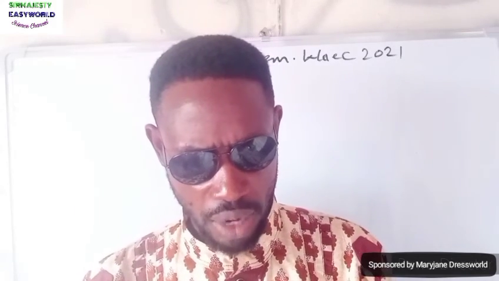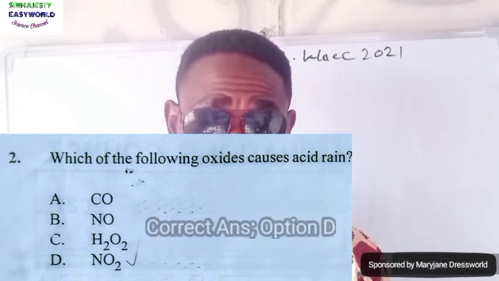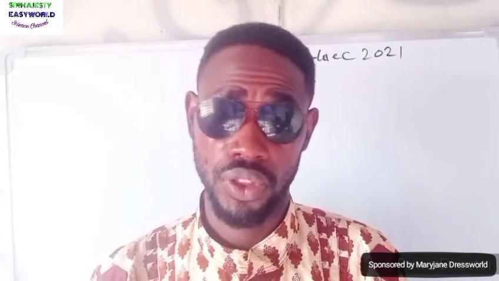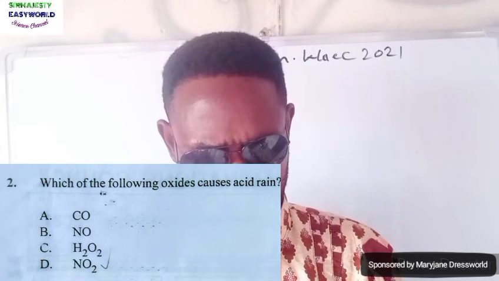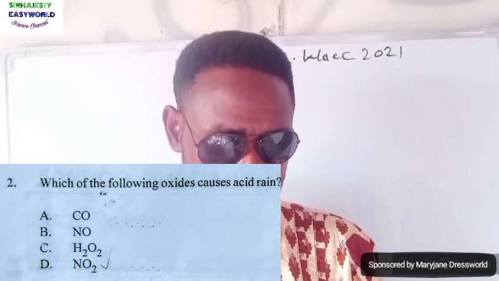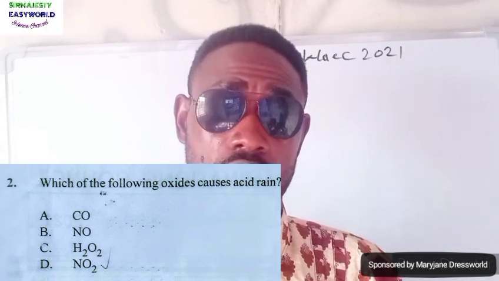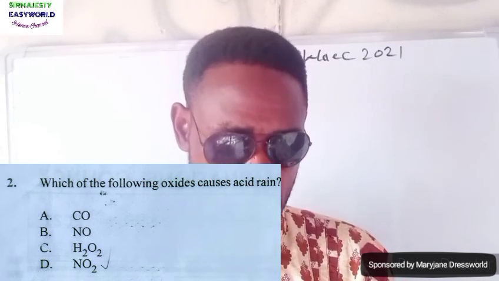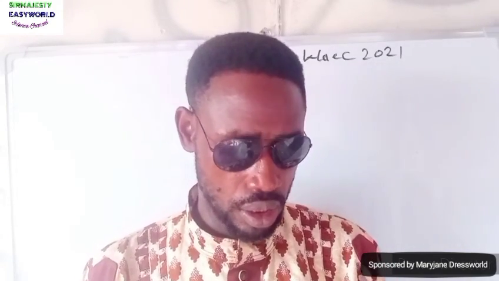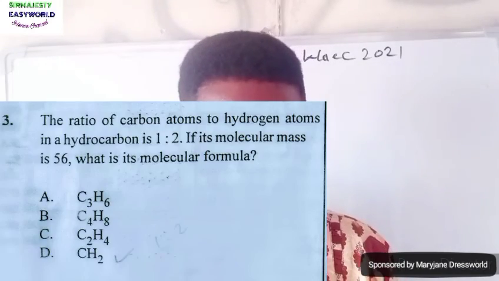The only acid anhydride we have there in the options is D, which is NO2, that is nitrogen(IV) oxide. It's a double acid anhydride and is a reddish brown gas. When dissolved in water, it will form an acid, HNO3 or HNO2, and that will lead to acid rain. Option A, carbon(II) oxide, is a neutral oxide, therefore it cannot cause acid rain. Option B is nitrogen(II) oxide, a neutral oxide also, it cannot cause acid rain. Hydrogen peroxide is a neutral, volatile liquid when concentrated, but cannot cause acid rain.